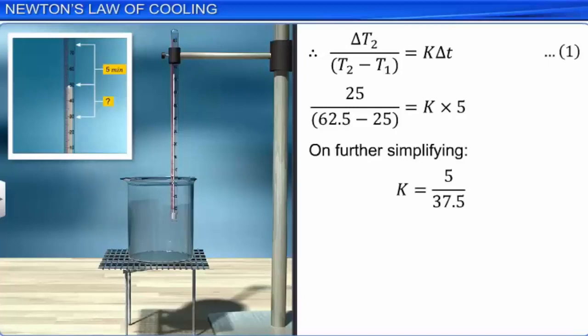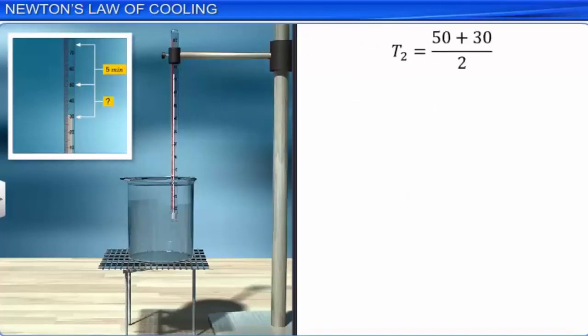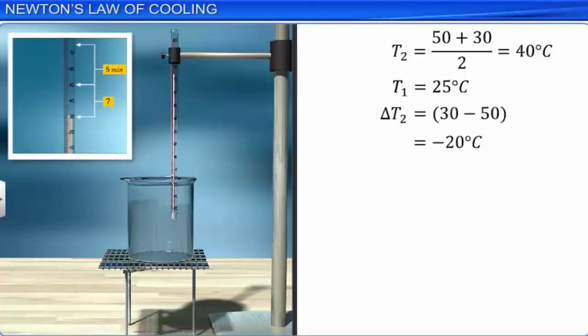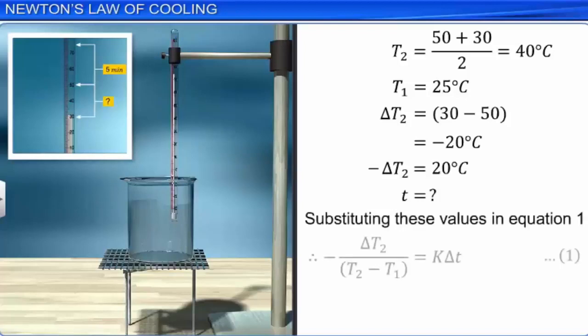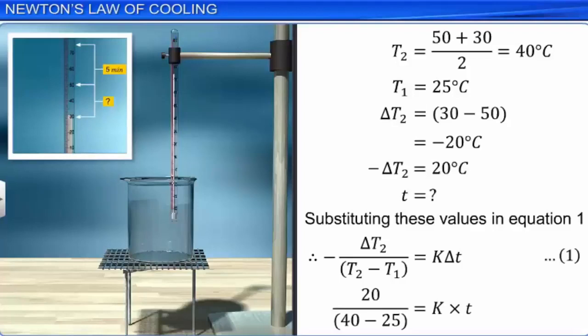Now, the values to calculate the time for the water to cool from 50 degrees Celsius to 30 degrees Celsius are: the average of 50 degrees Celsius and 30 degrees Celsius is 40 degrees Celsius, and hence T2 is equal to 40 degrees Celsius. T1 is equal to 25 degrees Celsius. Delta T2 is equal to minus 20 degrees Celsius. Minus delta T2 is equal to 20 degrees Celsius. We need to find the value of T. 20 by 40 minus 25 is equal to K into T. On further simplifying, we get T is equal to 4 by 3K.